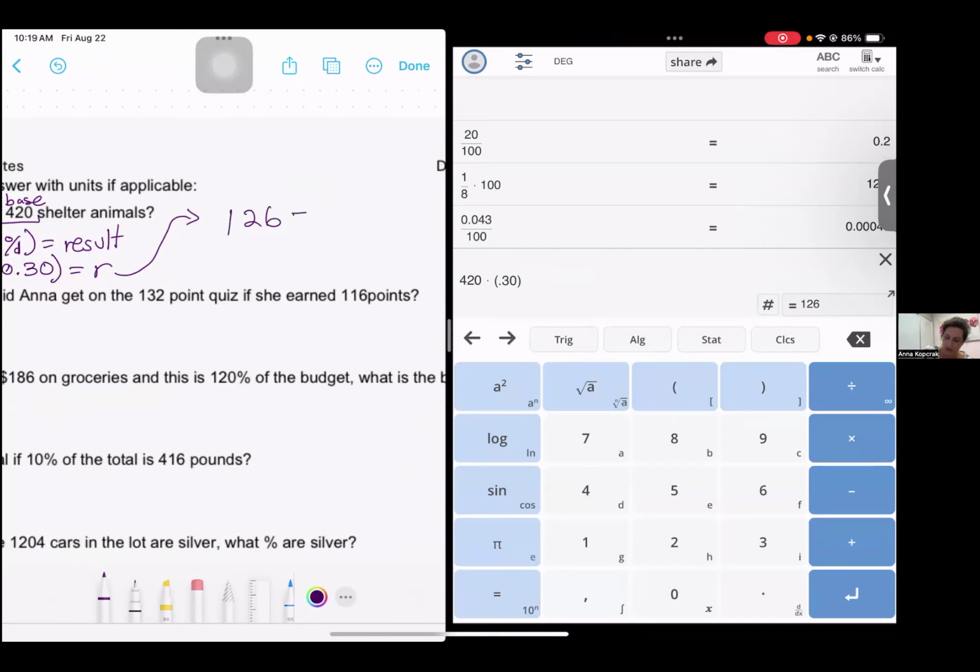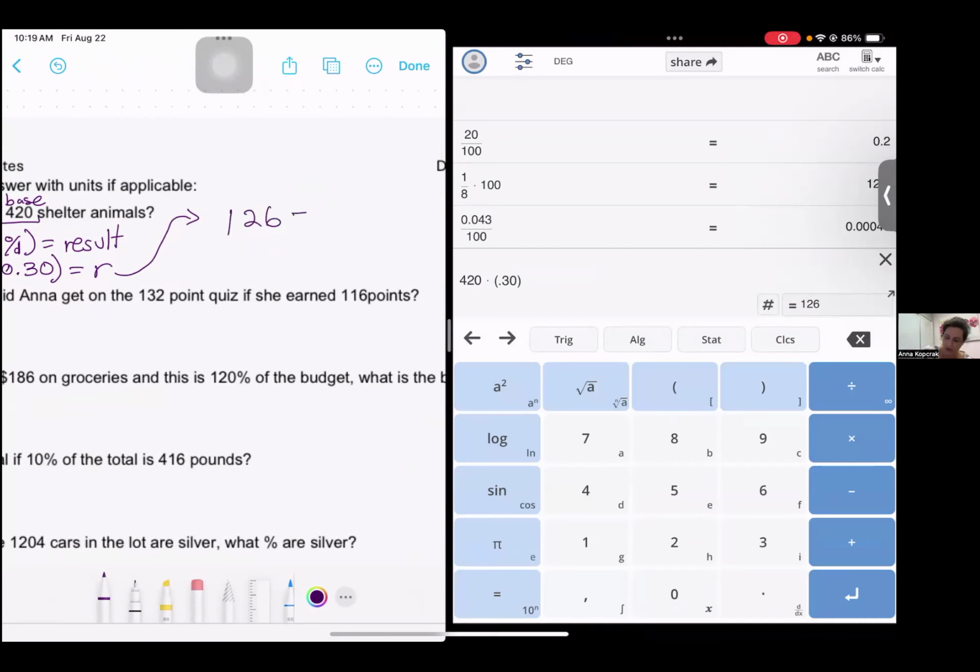Oh, this is interesting. This one's a little crazy. If Alex spends $186 on groceries, and this is 120% of the budget, what is the budget? Oh, poor Alex did like Anna and went to the store and spent more than 100% of the budget. Oof, 120% of the budget. Well, let's see. If you spend this much and it says 120% of the budget of the thing, that right there is our base that we don't know. There's our percent, and that must be our result then. How much money was spent?